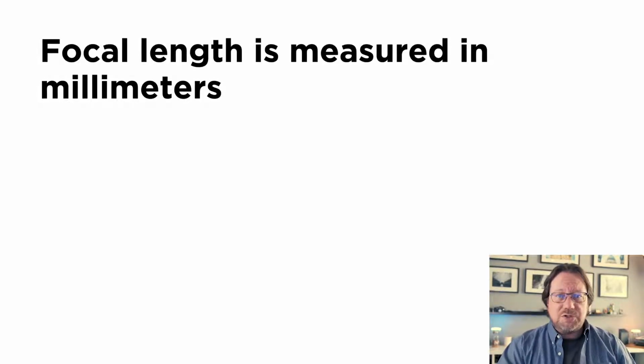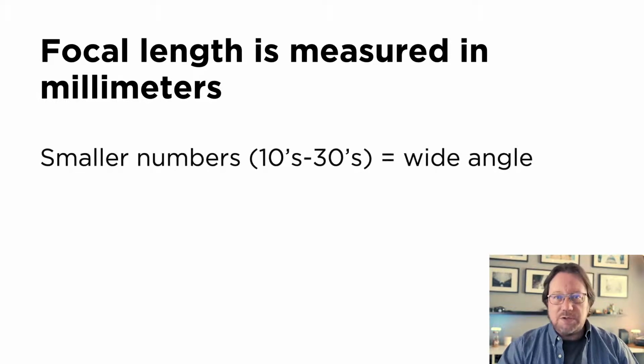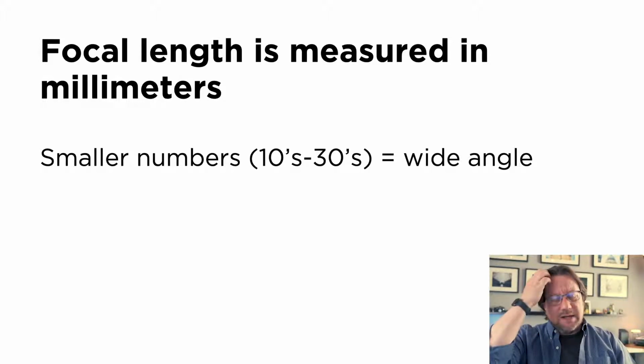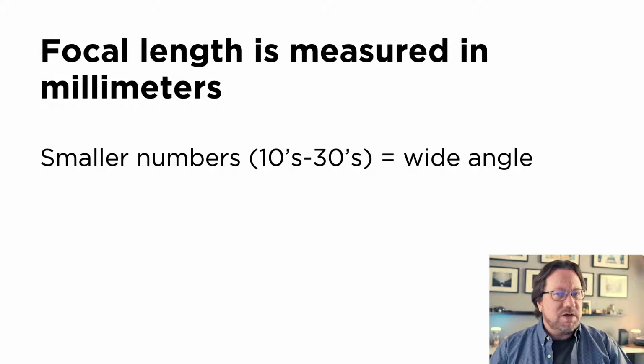The dimension of focal length is measured in millimeters. And here's a general rule of thumb of how they work. The smaller numbers, we call those wide angle. I'm going to show you examples of each of these in a moment. So in the low teens to the 30s. Now I'm going to pause here for just a minute. There's a little math involved here.